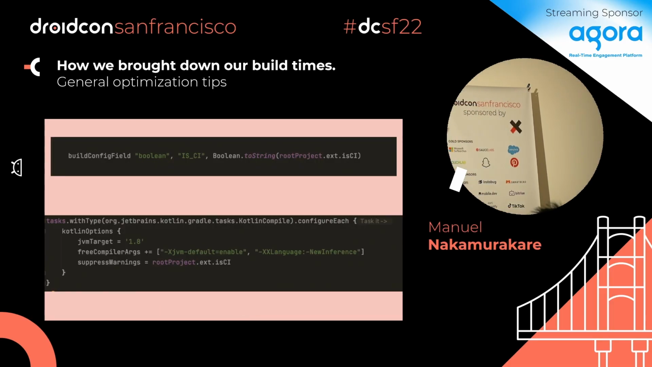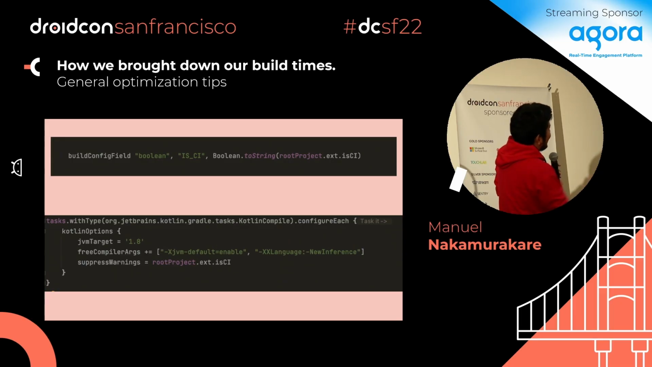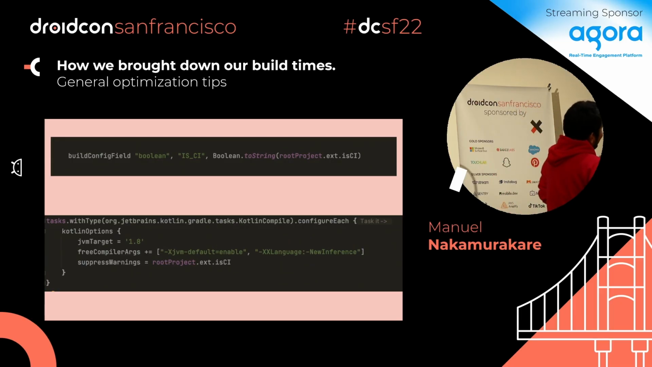When we saw that, we started looking at the code, trying to see what kind of things we were setting in build config. We had this flag, the ECI. ECI, as the name says, will be set to true when you execute on CI, and set to false whenever you execute the build locally. And another thing that we found was this Kotlin option, where we set some compiler flags, also dependent on the environment.